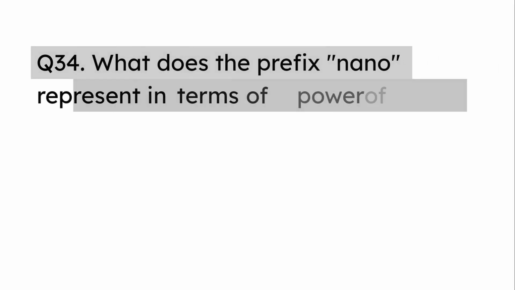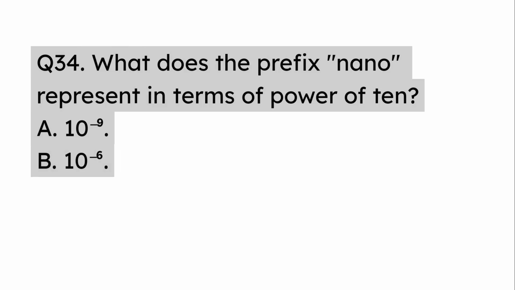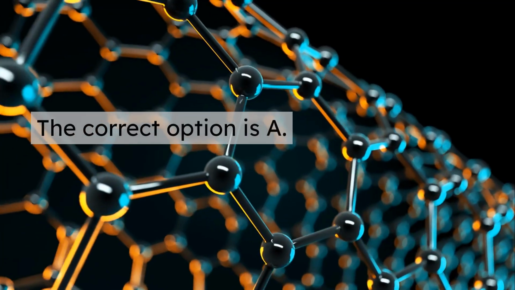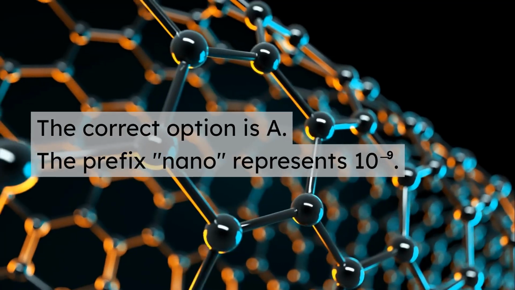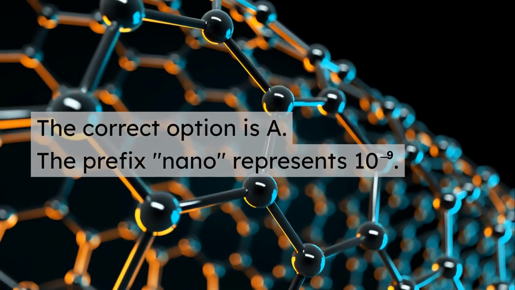Q34. What does the prefix nano represent in terms of power of 10? A. 10 to the power of 9. B. 10 to the power of 6. C. 10 cubed. The correct option is A. The prefix nano represents 10 to the power of 9.